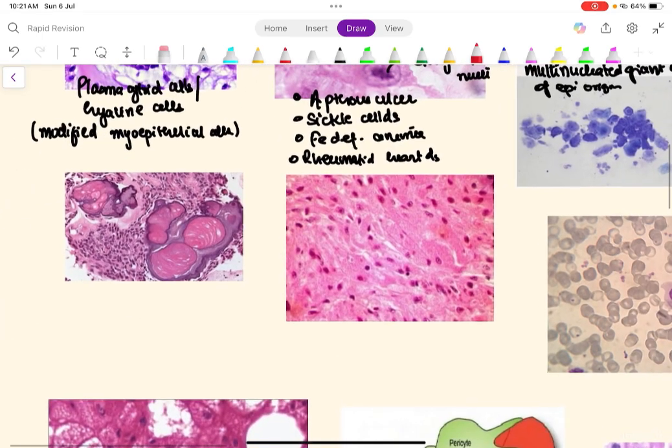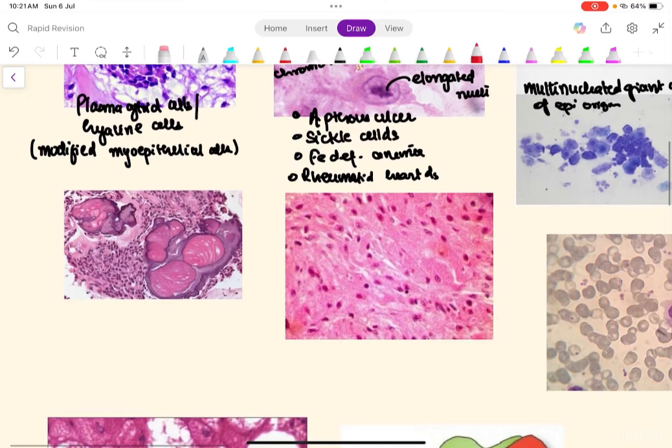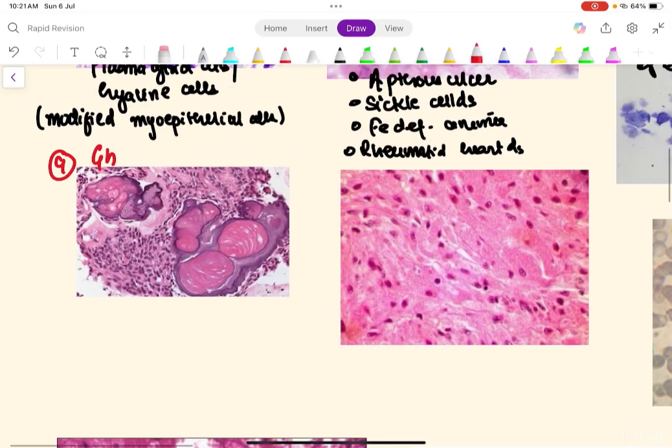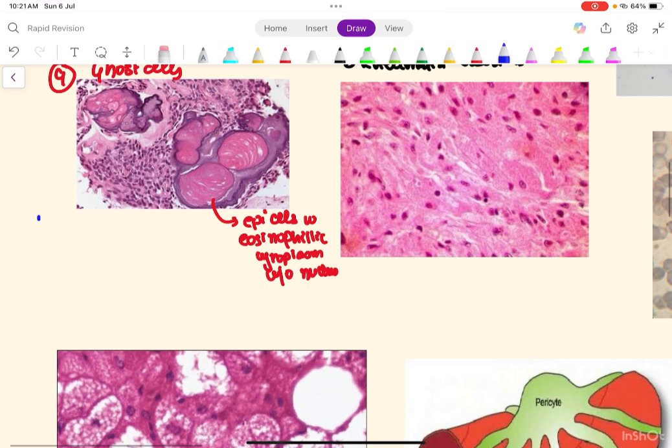All right, now let's talk about these cells. We are now on the ninth. These are characteristic ghost cells. This is important. You should know all the conditions in which you see ghost cells. If you look at it, these are basically epithelial cells with eosinophilic cytoplasm without nucleus, right? These are seen in, first is COC, that is Gorlin cyst.